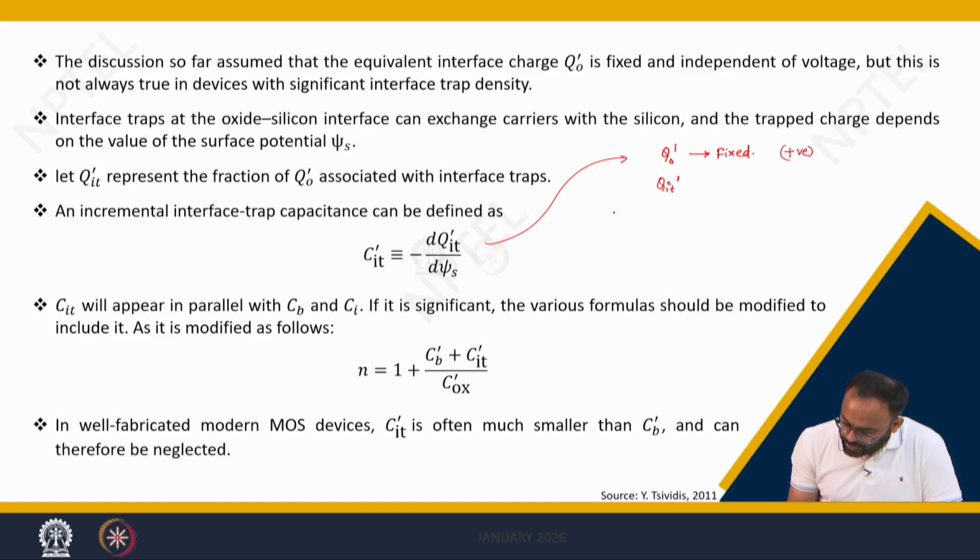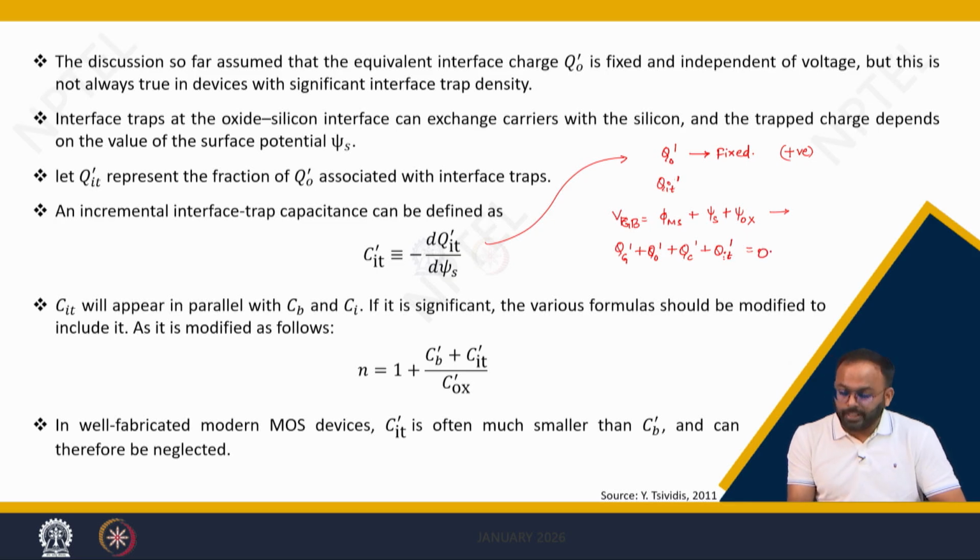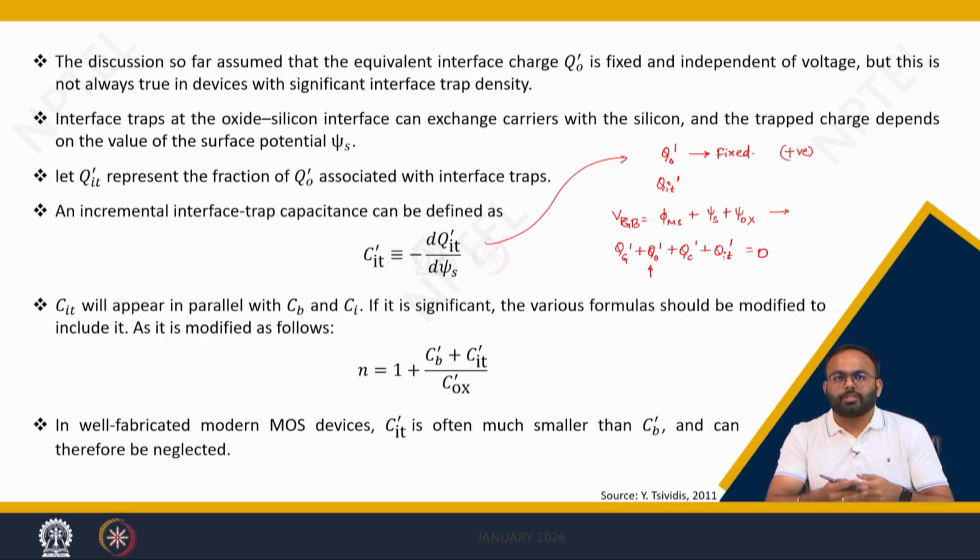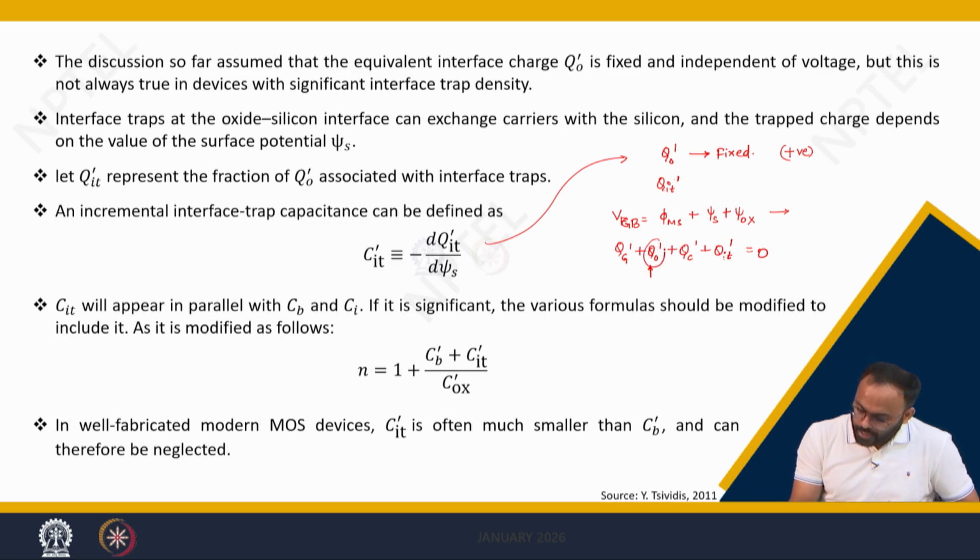So, if I rewrite the equation of potential and charge balance, VGB is equal to phi ms plus psi s plus psi ox. This is the potential balance equation, and the charge balance equation now will be Qg dash plus Q naught dash plus Qc dash plus Qit dash is equal to 0. So, we just considered that the interface charge is separate from the oxide charge. There are a few types of oxide charge: oxide fixed charge, oxide trap charge, mobile ionic charge. These are considered in the group like Q naught dash, but we considered interface charge separately.